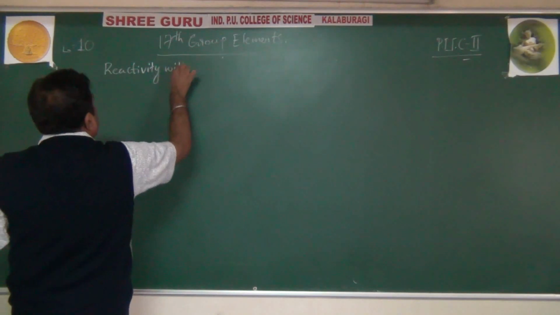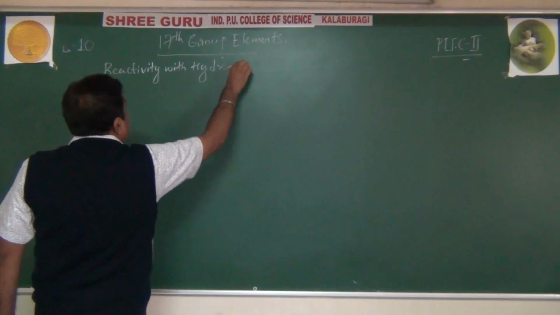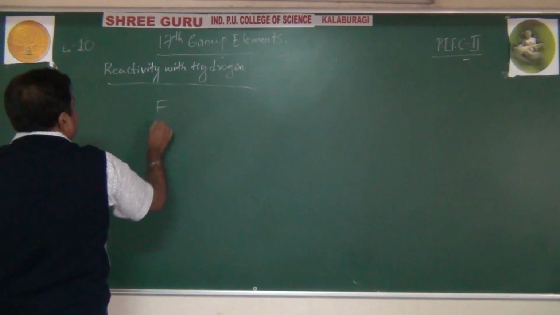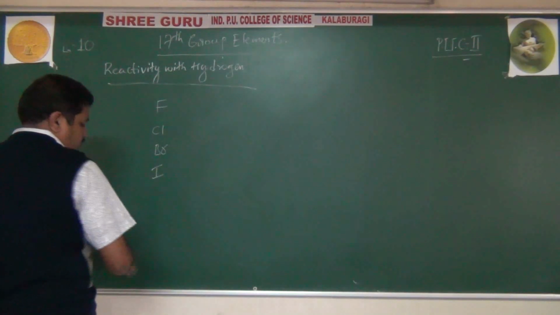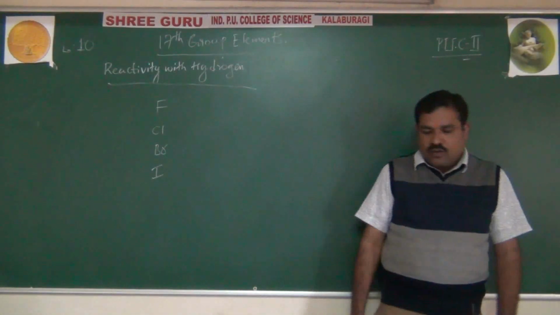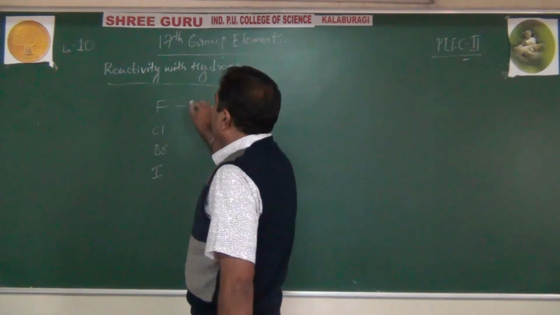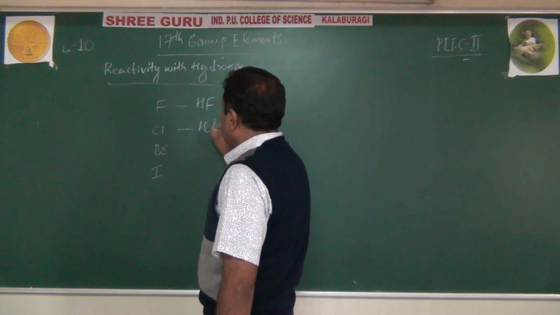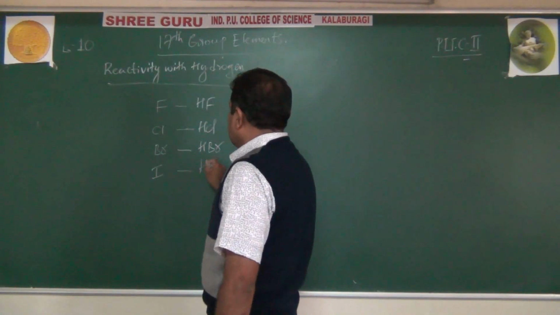Reactivity with hydrogen. All these elements react with hydrogen. Fluorine, chlorine, bromine, iodine. Fluorine will form HF, hydrogen fluoride. Chlorine, HCl, hydrogen chloride. Bromine, hydrogen bromide. Iodine, hydrogen iodide.